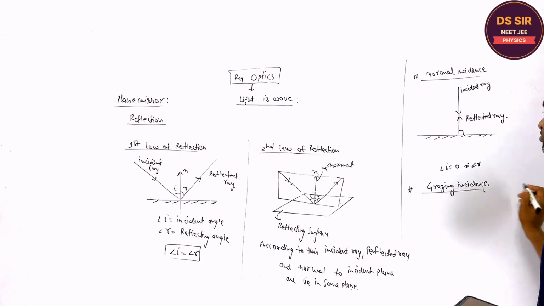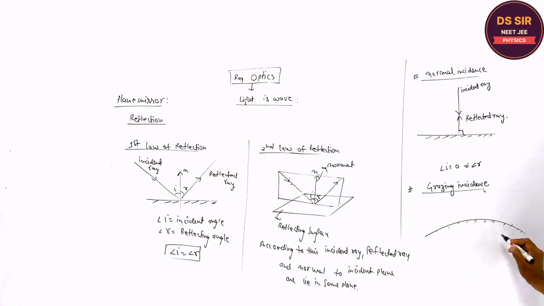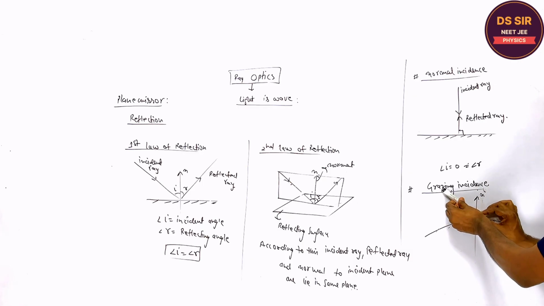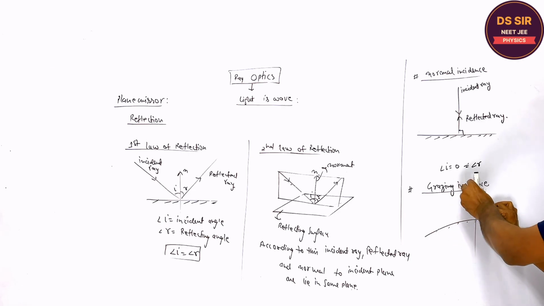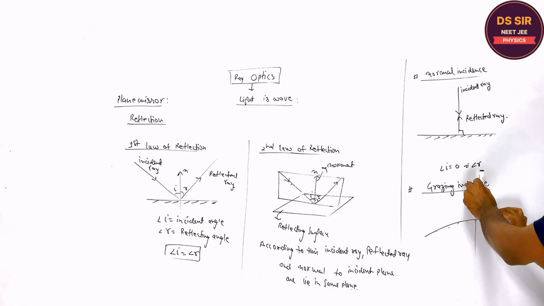Grazing incidence: suppose this is the reflecting surface, and the normal is this, the normal to the incident plane. If the incident ray hits perpendicular to the surface, then the incident angle is 0 and it is called normal incidence.